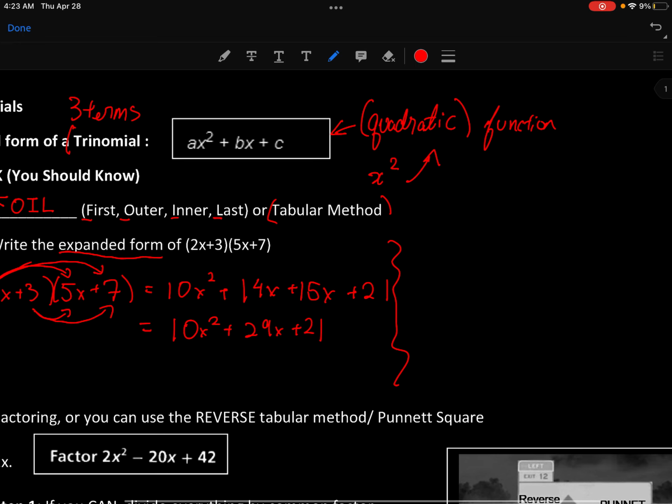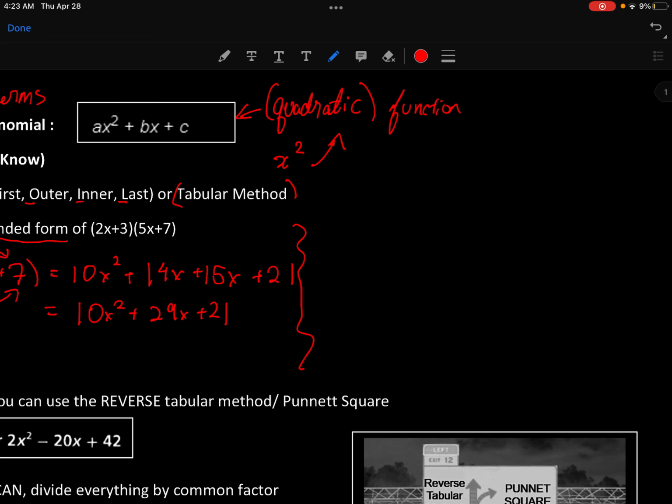You can use the FOIL method, or similarly, you can use something called the tabular method. For the tabular method, we draw the Punnett square, or just a table, and we write the factors on top and the factors on the side. Now for each box, you multiply the row and the column together.